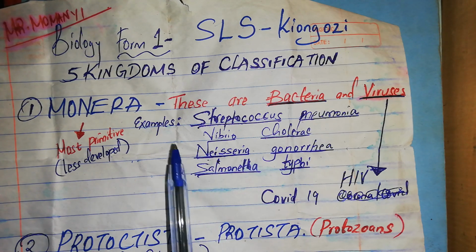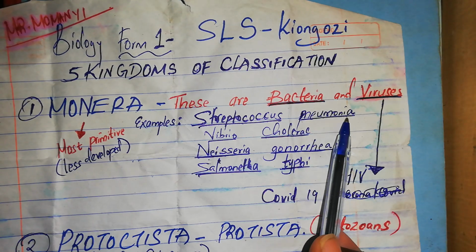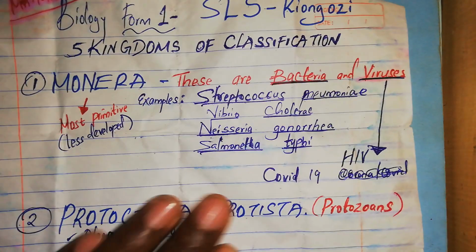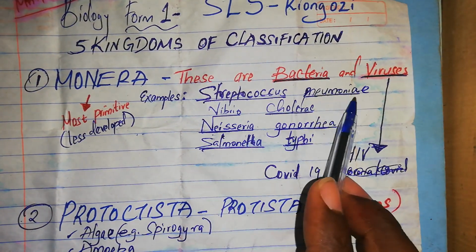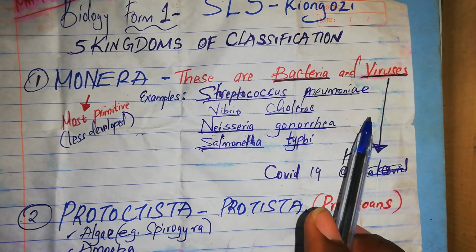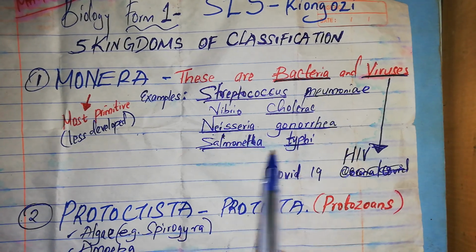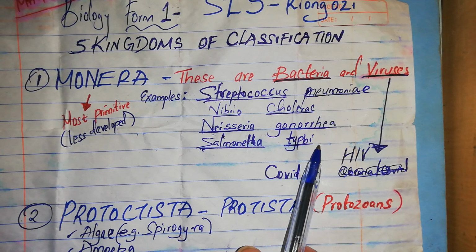So we have examples of bacteria. We have Streptococcus pneumoniae. There's an E here. I told you these are yellow notes, but we will work together. We have the Vibrio cholerae. The first one causes pneumonia. This one, Vibrio cholerae, causes cholera. Neisseria gonorrhea causes gonorrhea. Salmonella typhi, there's a double L here, typhi causes what we call typhoid.